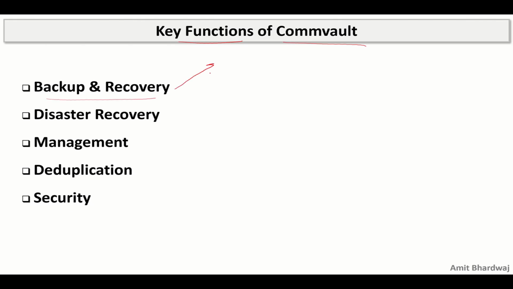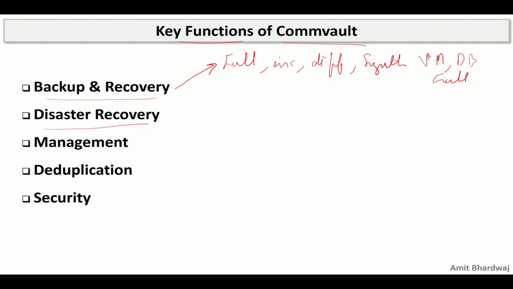The first one is backup and recovery. In this case, we can have a full backup, incremental backup, differential backup, or even the synthetic backup. These are different types of backups which can be carried out with the help of Commvault. It can be for a VM, it can be for a database, or for the full server.